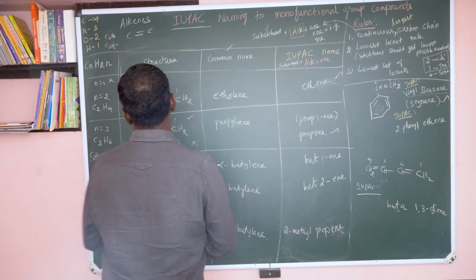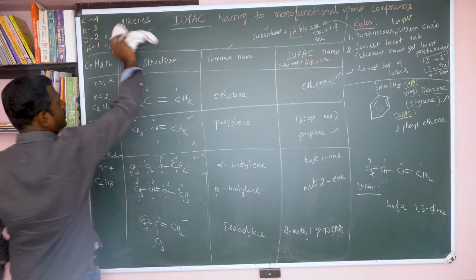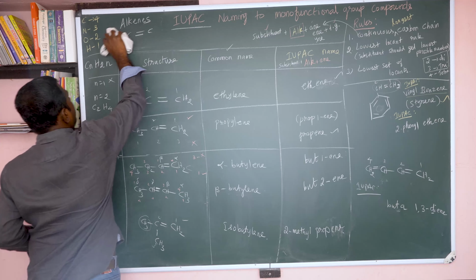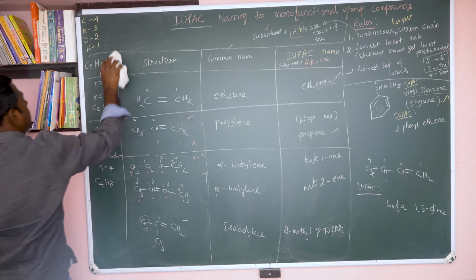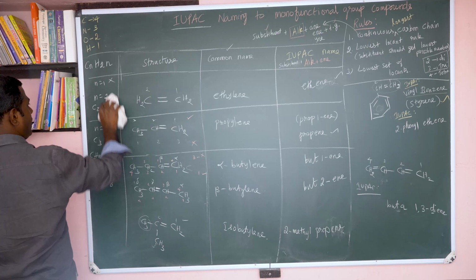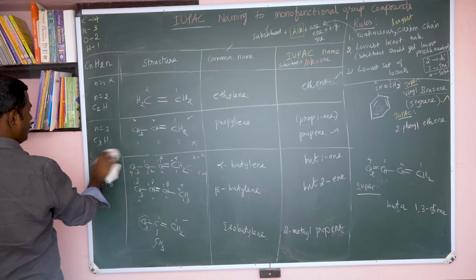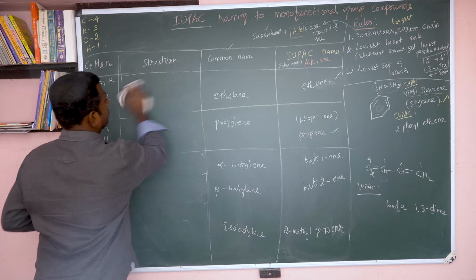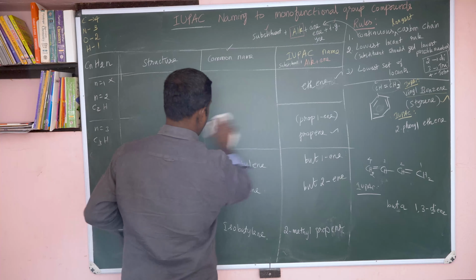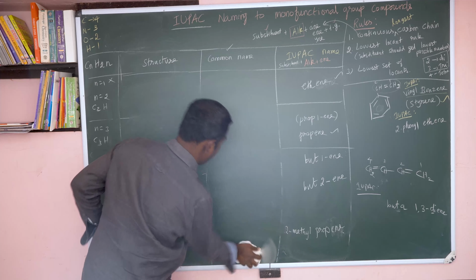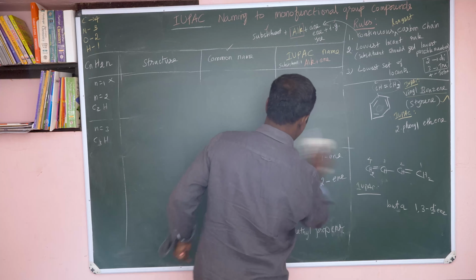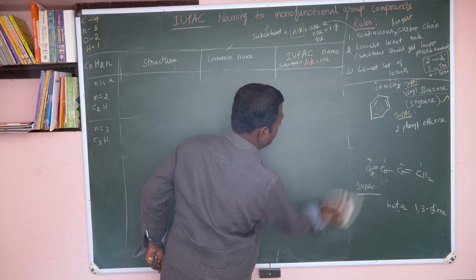Right. So now we have given IUPAC names to some alkenes also. Shall we move to alkynes? Yes. Okay. Alkynes. Let us see a few alkynes. Alkynes are the organic compounds having a carbon-carbon triple bond.